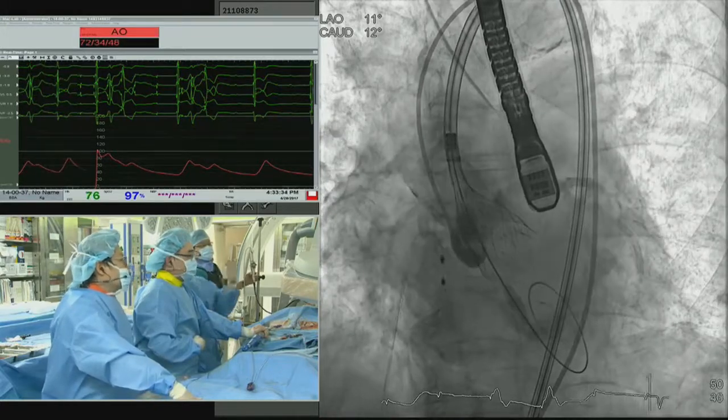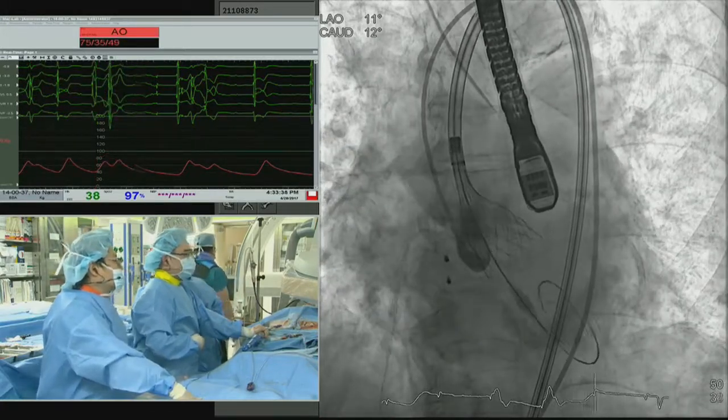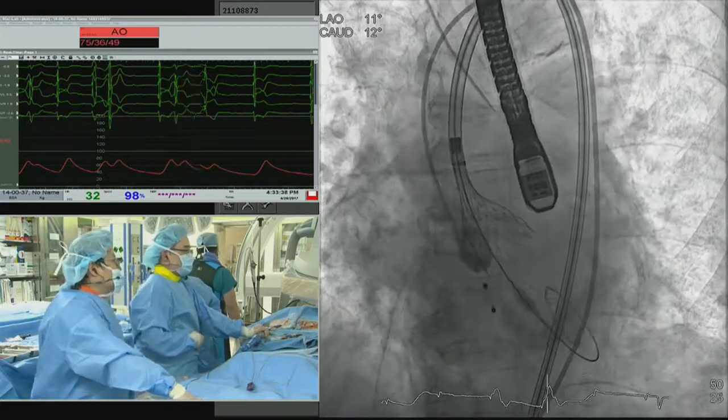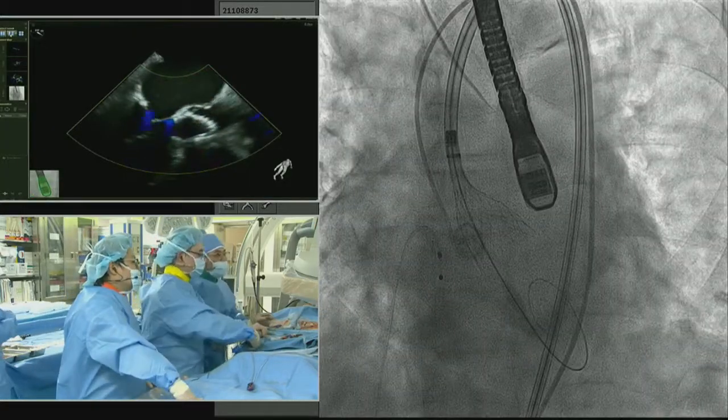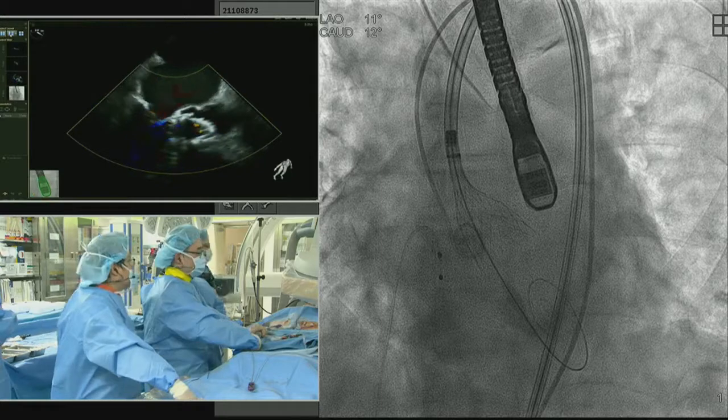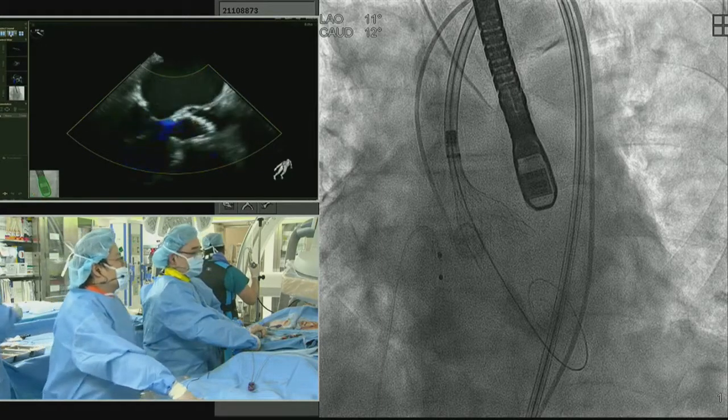How do you think this positioning is in this patient? By far the best one and as good as it will get. Yeah, okay. Cannot be better. Show angiogram again. Angio again.